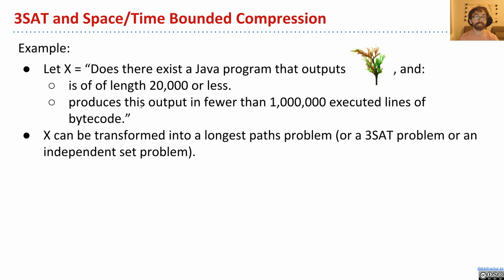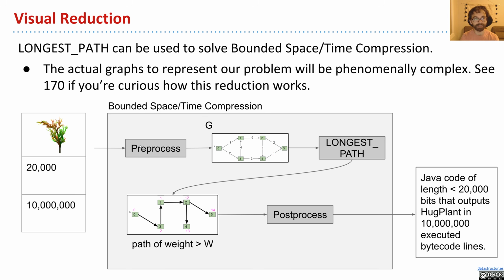Let's say I'm defining X as: does there exist a Java program that outputs this picture, and it is of length 20,000 or less, and it produces this output in fewer than 1 million executed lines of bytecode? That's the thing I want to do. Well, it turns out that this statement in English, very surprisingly, can be transformed into a longest path problem, or a 3SAT problem, or an independent set problem, or more. So visually, let's see that.